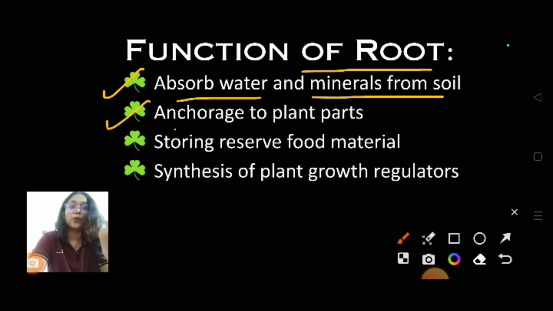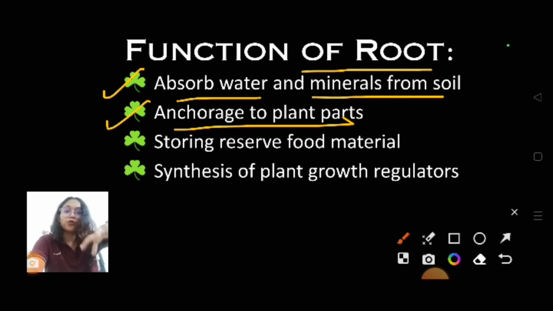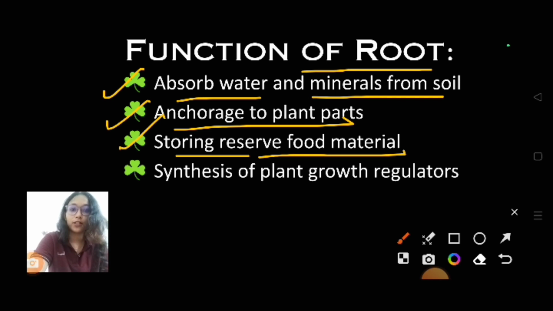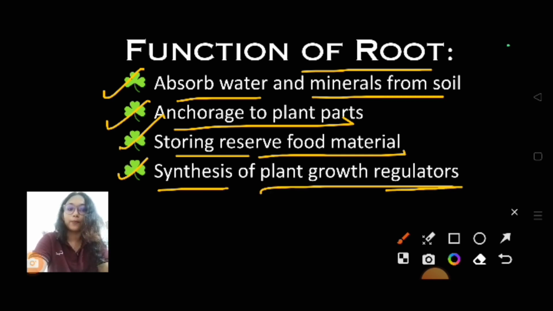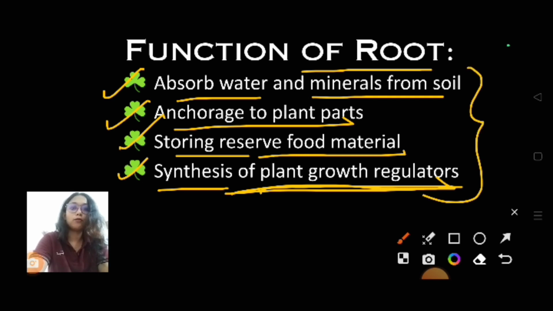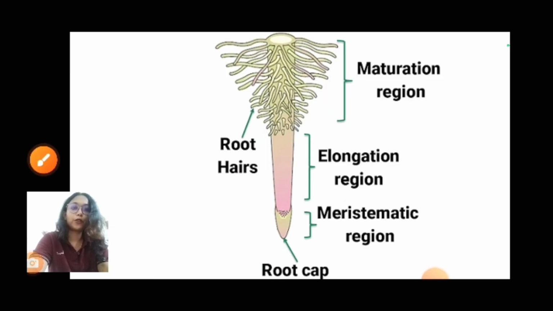Then anchorage to plant part means attachment. The roots help to attach the plant with the soil firmly so that it does not fall. Okay. Next is storing reserve food material. Okay, they also act as a storage of food material, reserve food materials. And they also help in the synthesis of plant growth regulators. Okay, is it clear? These are the 4 main functions of a root. Then moving on to the next slide.